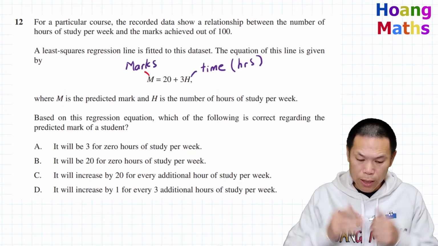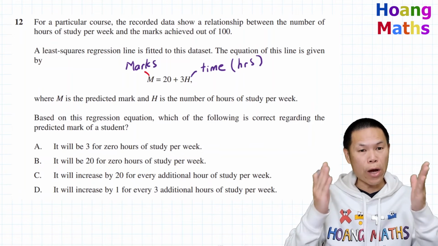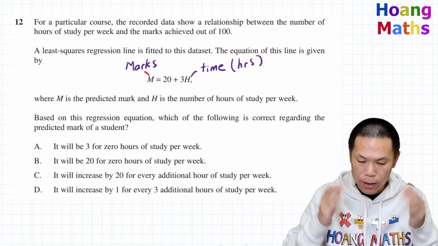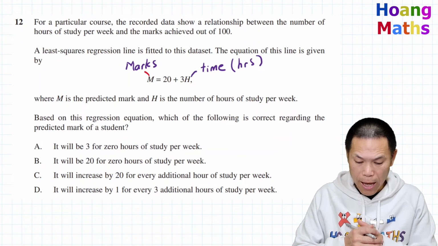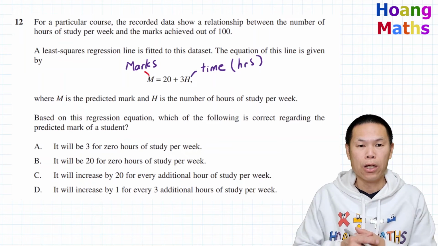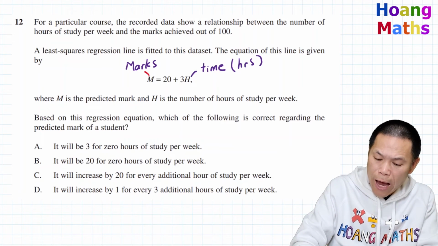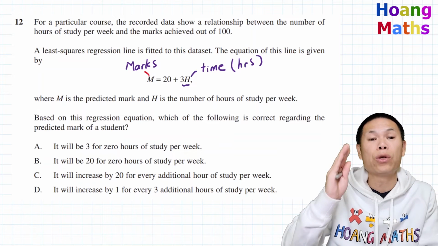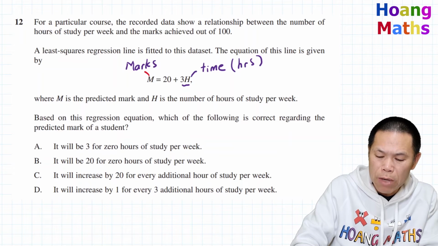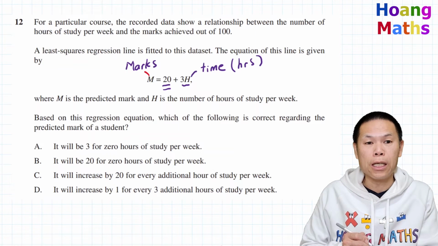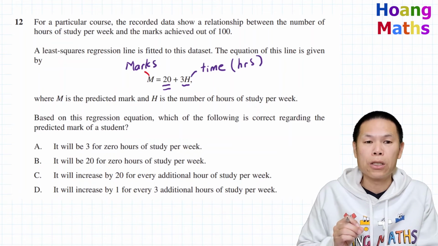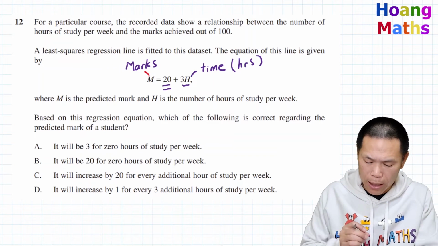So the question is, based on these regression equations, which of the following is correct regarding the predicted mark of a student? Part A, it will be 3 for 0 hours of study per week. First of all, we know that if H equals 0, then 3 times 0 is 0, so 20 plus 0 is 20. So we know that the minimum mark is 20. In other words, if it's 0 study, it should be 20 marks. That is the minimum mark. Okay, keep that in mind.